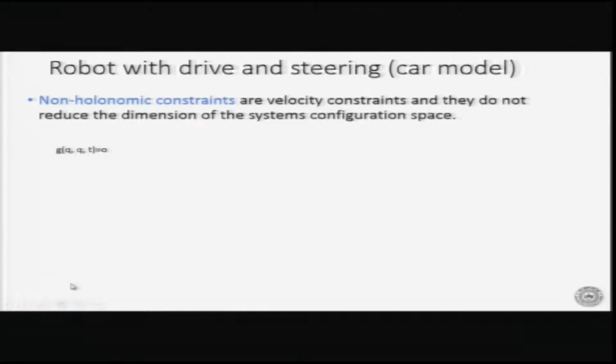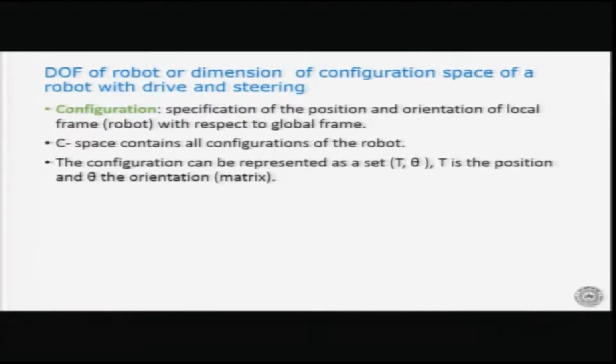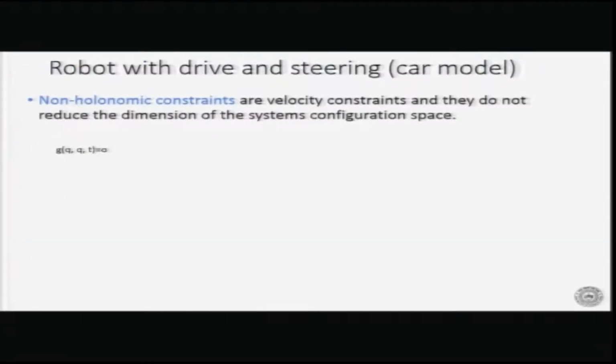If you think a little bit further, let us talk about the robot with drive and steering. We have another robot which is like this. Let us say that this one is a car, or an automobile that you see on the roads. It has rear wheel drive, and there is the steering angle. So this is my theta.